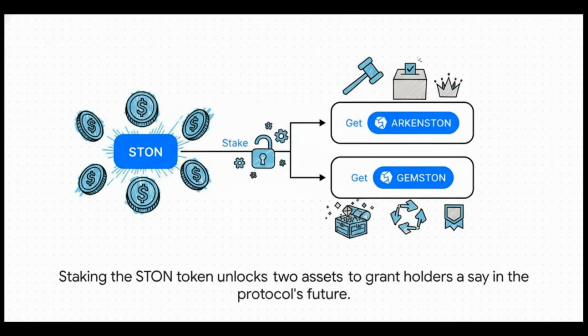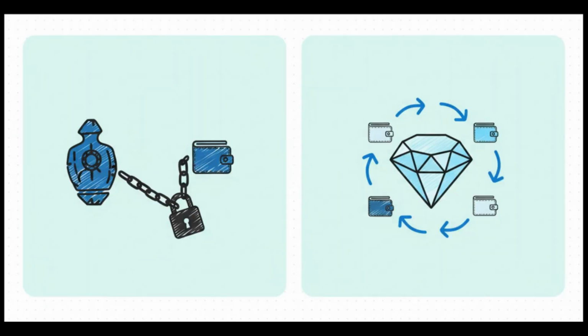Users can take their Stone tokens and lock them up in a staking contract. When they do that, they get two brand new assets in return. And these two assets are what represent their stake in the protocol's future. One gives them governance power, and the other gives them community rewards. This two-token system is really clever.